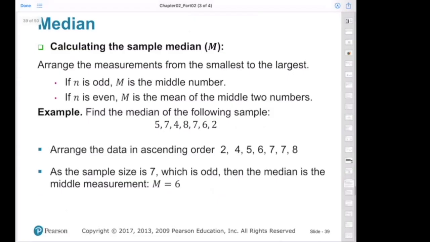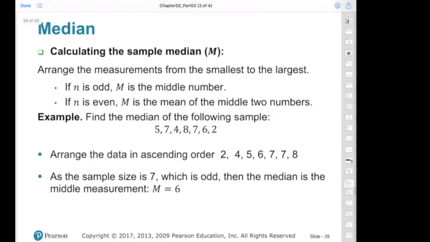So we have this example. As you can see here, find the median of the following sample. We have 5, 7, 4, 8, 7, 6, 2. First, you have to put them in order, okay? So we have 2, 4, 5, 6, 7, 7, and 8. How many numbers do we have here? 1, 2, 3, 4, 5, 6, 7.